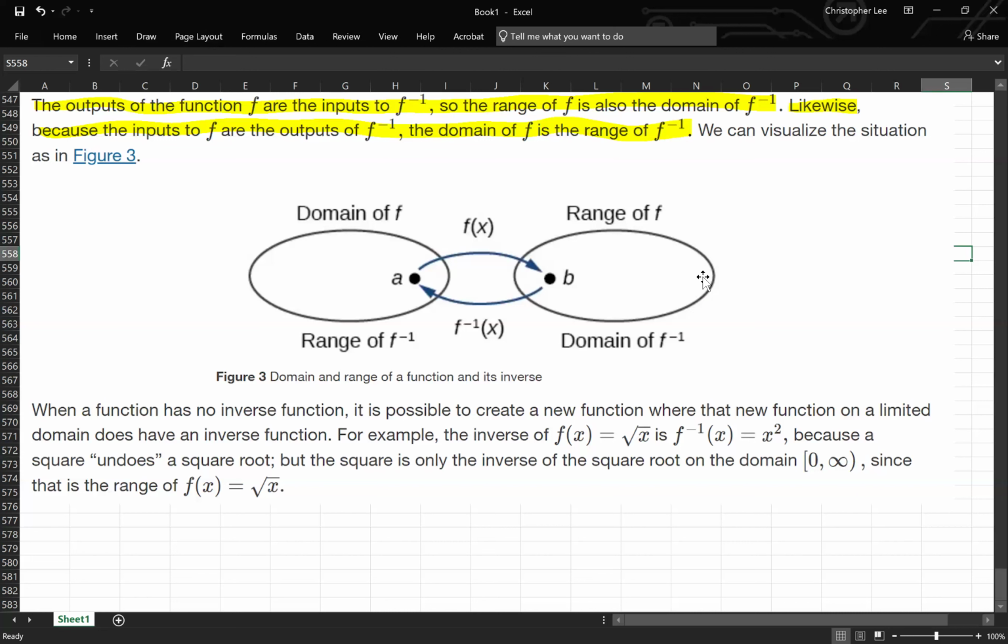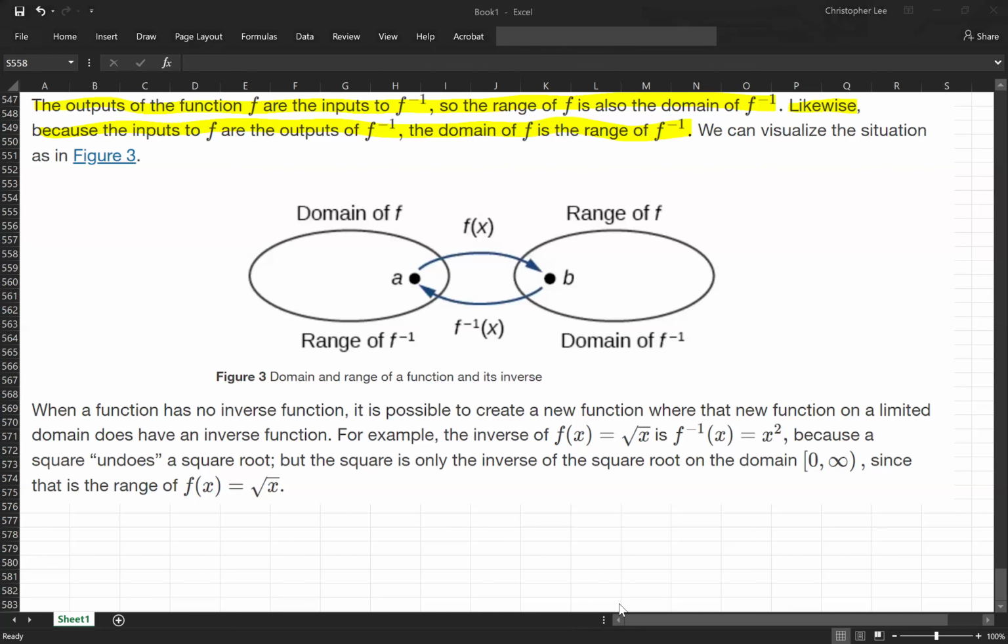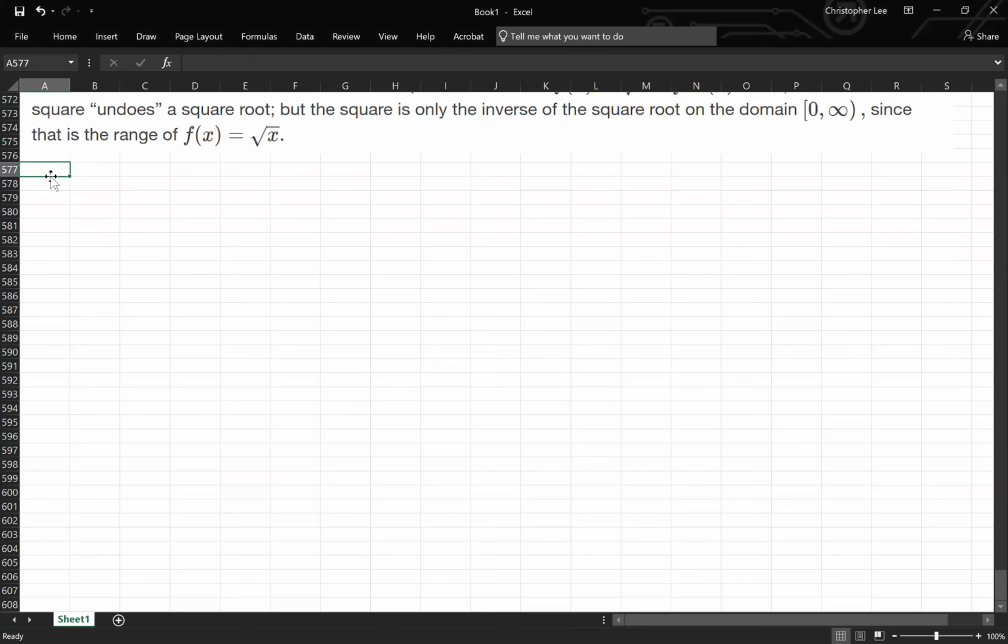For the inverse, the domain would be from 0 to infinity, right? But I can't swap that around with the x squared because of not being able to have the negative portion of it, right? So we can only do inverses for a portion of them. That's all it's saying, right? All right, elaborate a little bit on this.